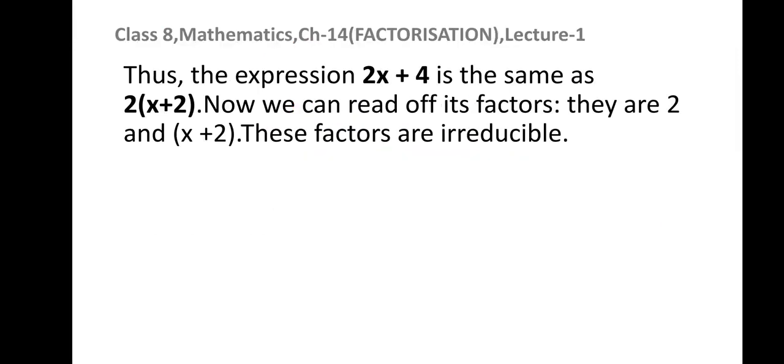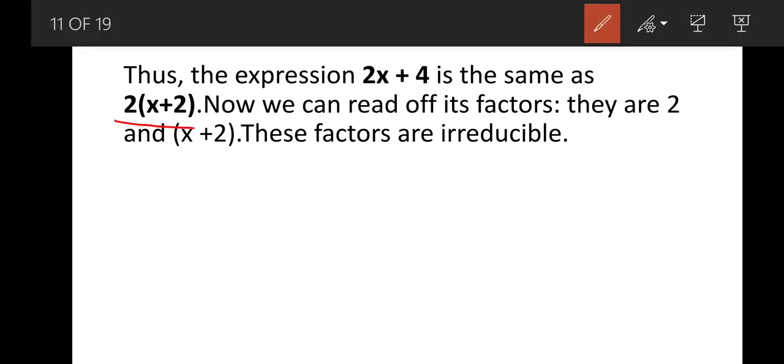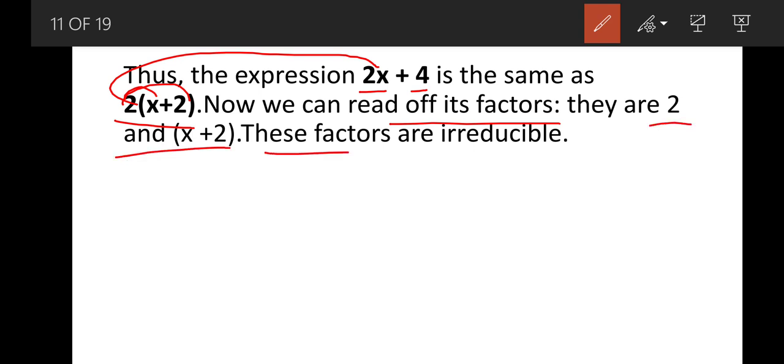Thus the expression 2x plus 4 is the same as 2 into x plus 2. Obviously, when you multiply, you get 2 into x, 2x, plus 2 into 2, 4. So you get the same 2x plus 4. So this expression is the same as 2 into x plus 2. You can read off its factors as 2 and x plus 2, and these factors are irreducible, meaning they cannot be further written into factors.